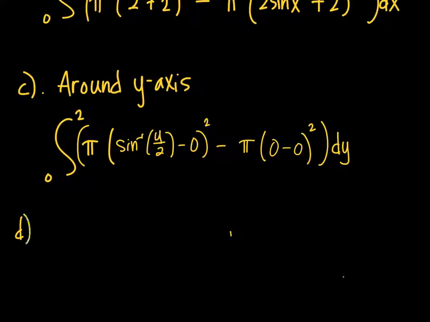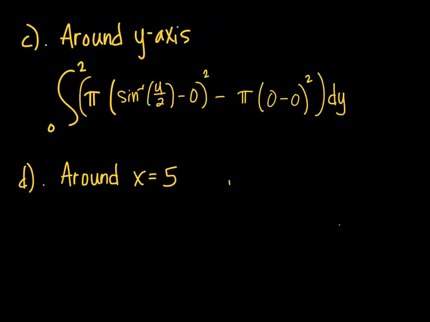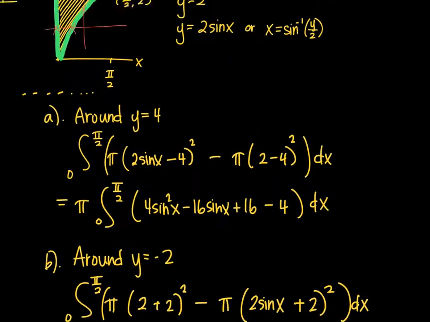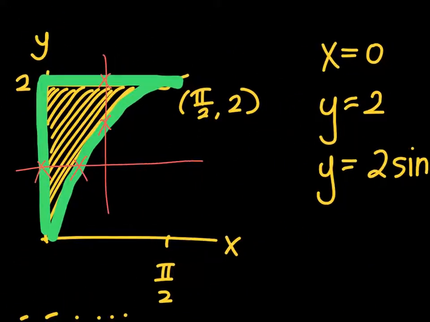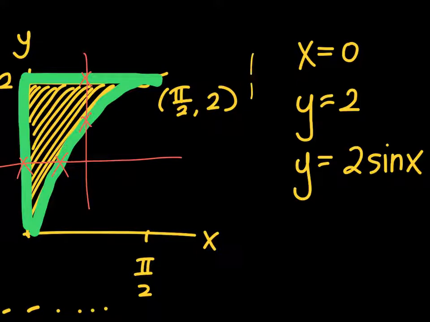Okay, let's try one final one of this. Let's go around the line x equals 5. Okay, around the line x equals 5. All right, again, this is a vertical, so I'm going to be 0 to 2, pi times. All right, you've got to know where x equals 5 is. So let's look at our region. X equals 5 is going to be out here.